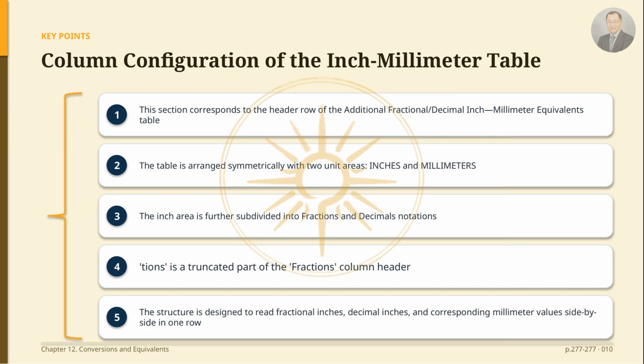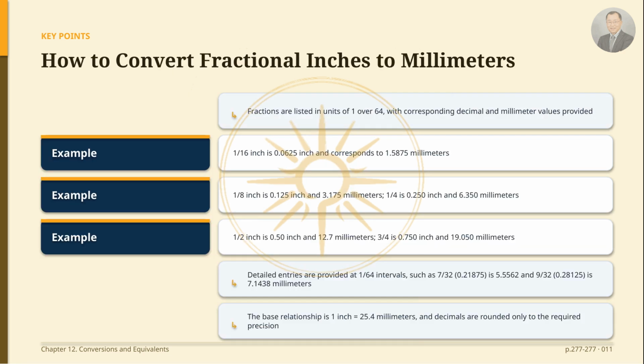The text tie-in seen here is actually the end of the word fractions, which was cut off due to the column width. In other words, the structure is designed so that by reading one row, you can simultaneously compare the same length in fractional inches, decimal inches, and millimeters. This table serves as reference data for converting fractional inch units to millimeters based on the standard relationship of 1 inch equaling 25.4 millimeters. For example, 1/8 inch is 0.125 inches, which corresponds to 3.175 millimeters.